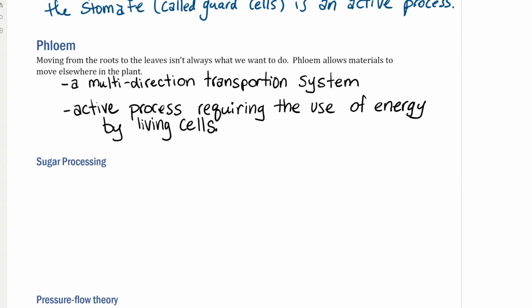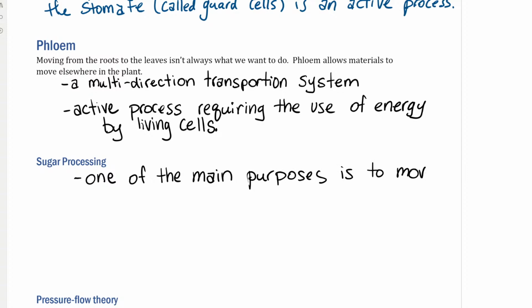One of the main purposes of this is to move sugar from the leaves of the plant to other parts of the plant that need them. So that's not by any means the only purpose of the phloem, but one of the main purposes of phloem is to move sugar from the leaves around the plant, which the xylem can't do because the xylem stops at the leaves. That's the end point of xylem flow. So one of the main purposes is to move sugars through the plant.